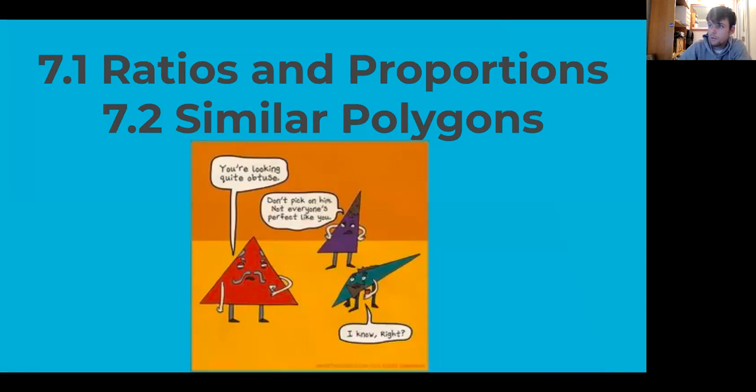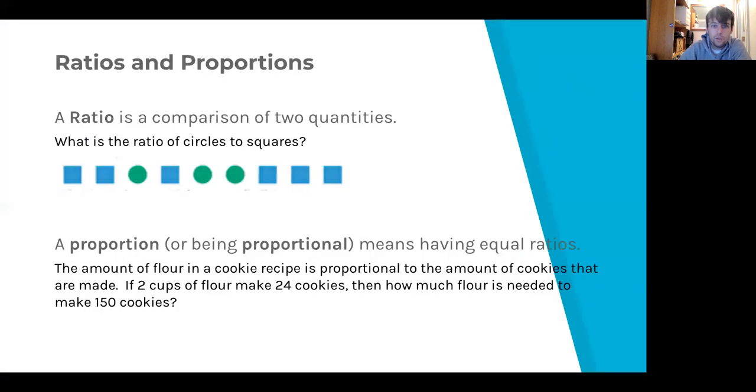So we're going to be focusing first on 7.1, ratios and proportions. Funny little comic here for you if you want to pause and read that. Okay. So ratios and proportions. This is going to be a bit of a review of the stuff that we spoke about last week, but a ratio is a comparison of two quantities.